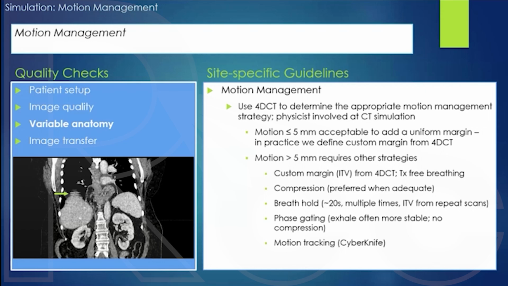And so, for example, for lung SBRT, assuming that the patient's a good candidate, typically breath hold adds a couple of minutes onto the treatment, whereas phase gating could even add 10 or 20 minutes onto the treatment.